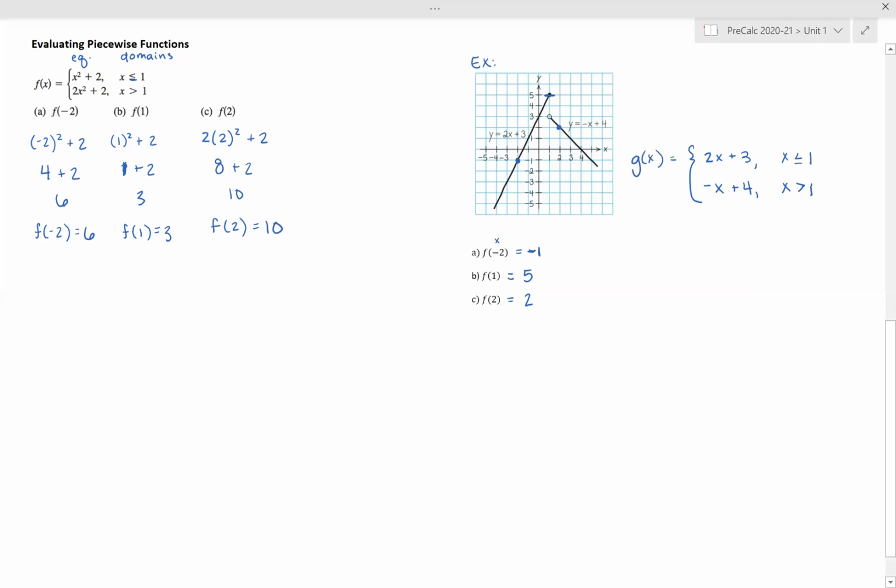So when you're evaluating these piecewise functions, figure out which domain your x value is a part of, and then substitute it in for that equation. Questions on that? Let me know.